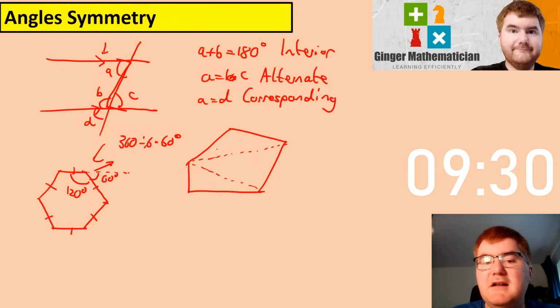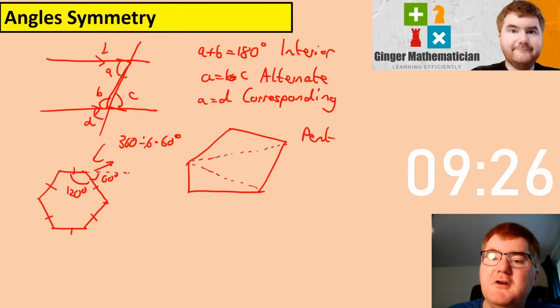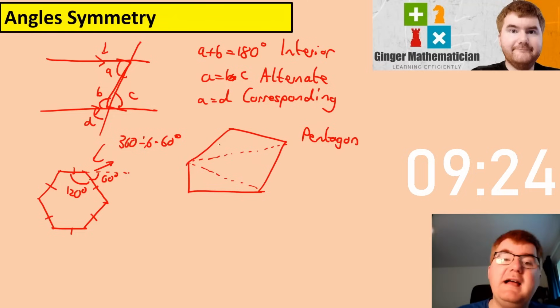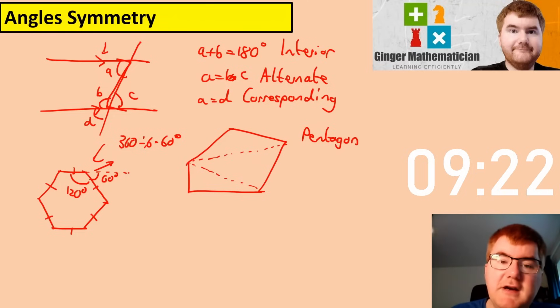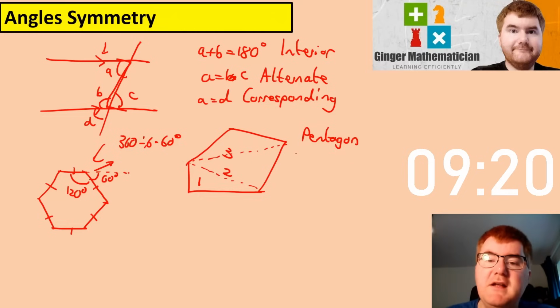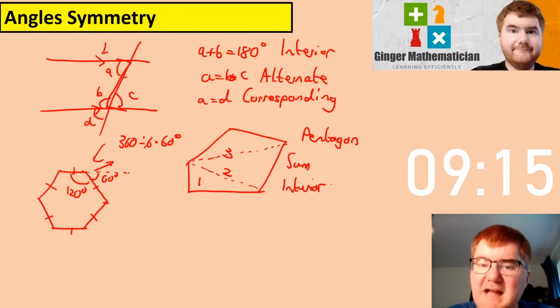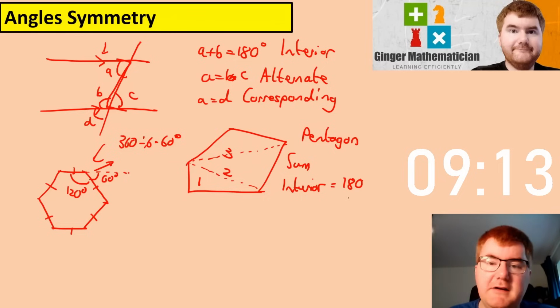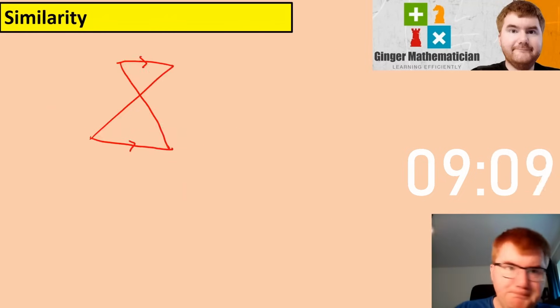When it's not so regular, so we've got a 1, 2, 3, 4, 5-sided shape, so we've got a pentagon of some kind, we can work out the total angles inside by splitting into triangles. I split into 3 triangles, so the sum of interior angles, all the angles in the middle added together, is just 180 times 3 triangles, and that's equal to 540 degrees.